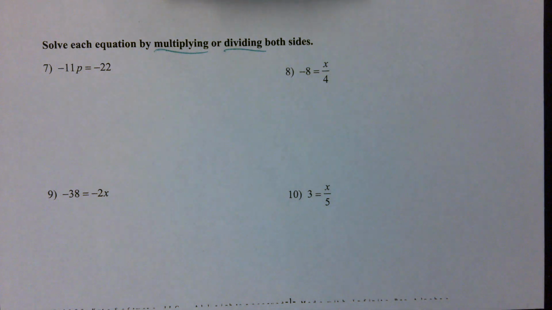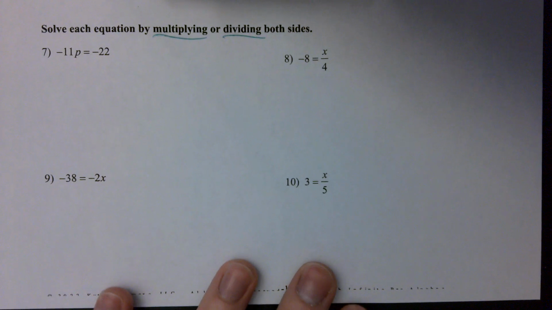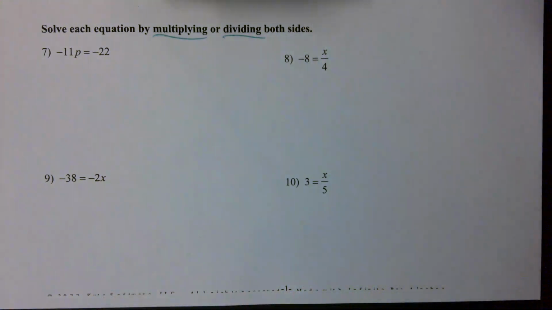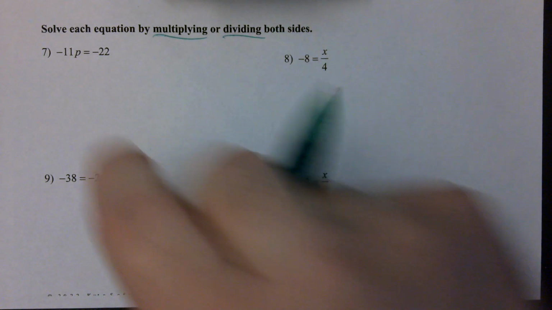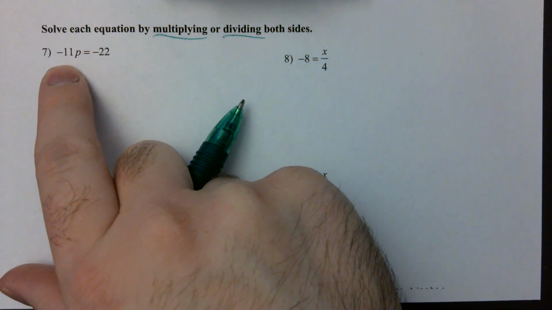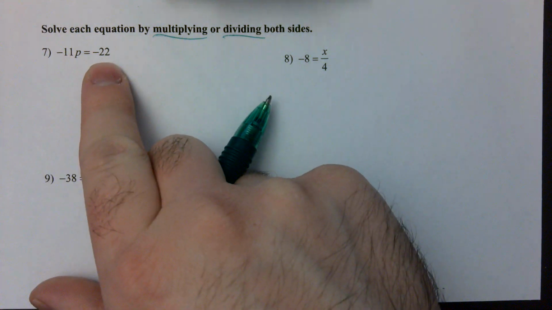Alright, and then we're going to go through numbers 7 through 10 real quick just so we can get our multiplication and division down. And then you should be pretty good to do the backside of this. So with number 7, we have negative 11p equals negative 22.